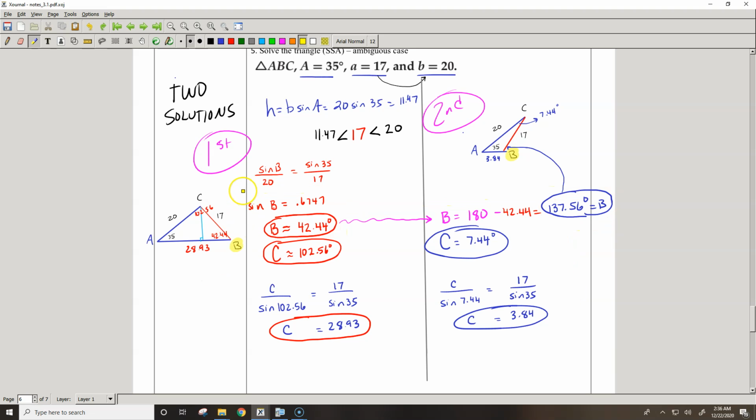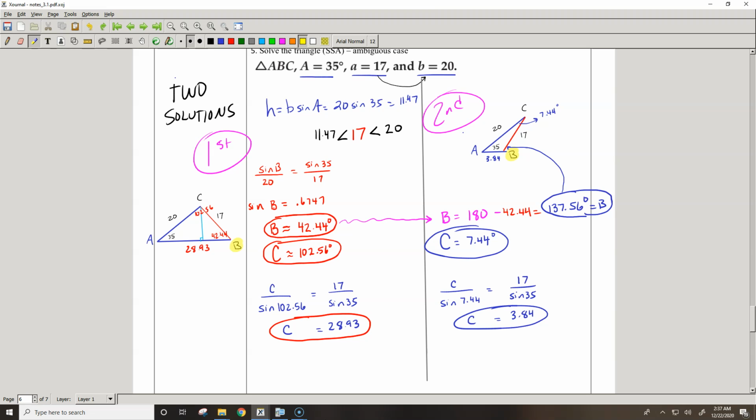So we have one solution where angle B over here is acute, 42 degrees. The second solution looks like this, where angle B is obtuse. And it goes like that. You can see angle B is 137.56 degrees. It's a lot larger. Okay, so there are my two solutions.